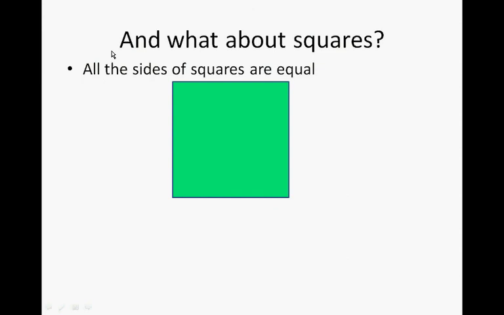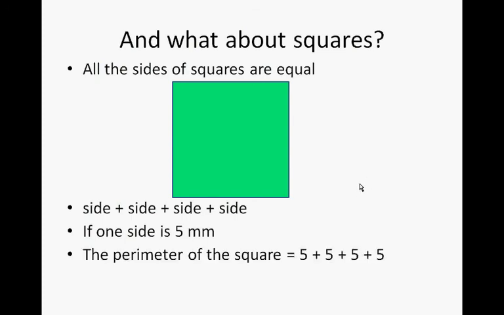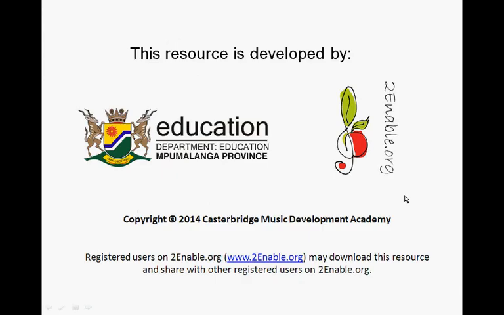All the sides, and what about squares? All the sides of a square are equal, so therefore the perimeter of a square is side plus side plus side plus side, or side times 4. If one side is 5 millimeters, then the perimeter is 5 plus 5 plus 5 plus 5, which is 20 millimeters.